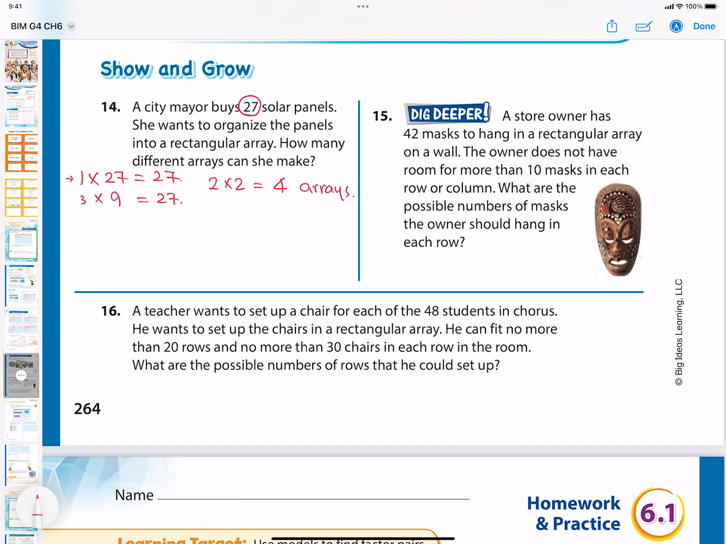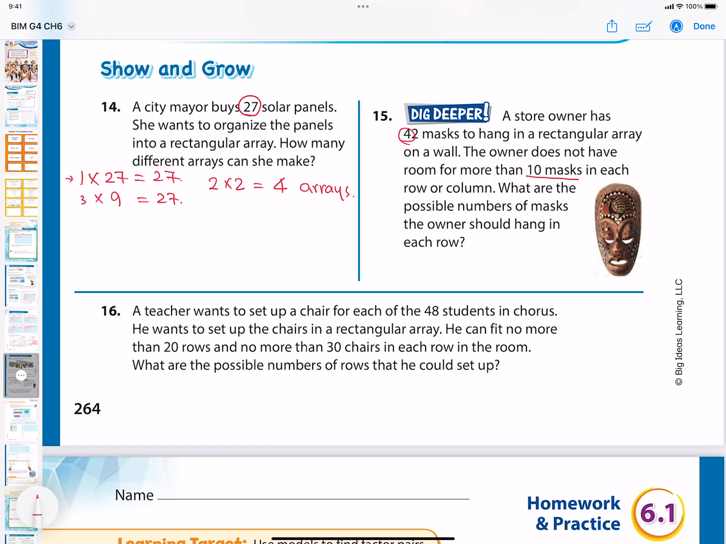Number 15. A store owner has 42 masks to hang in a rectangular array on a wall. The owner does not have room for more than 10 masks in each row or column. What are the possible numbers of masks the owner should hang in each row?